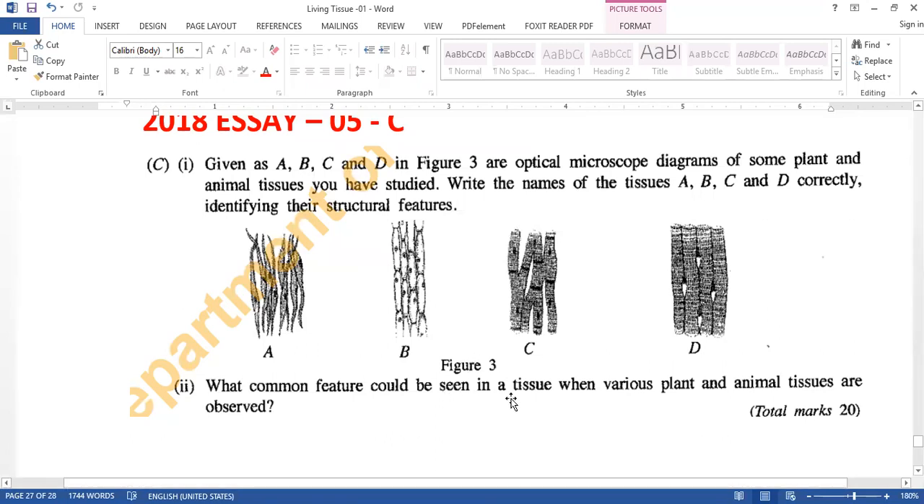What common feature can be seen in a tissue? இந்த questionக்கும் இதுக்கும் சம்பந்தம் இல்லை. What common feature could be seen in a tissue when various plants and animal tissues are observed? Various different types of plants இது காண்ற டைம்ல இந்த மேலுக்கு இருக்கிற நாளையும் வச்சு பார்க்குற டைம்ல these are the same types of cells, which means it consists of same identical cell. சும்மா செல்லுன்னு எழுதினா மார்க்ஸ் தருவாங்கங்கிறது டவுட் ஆக இருக்கும்.